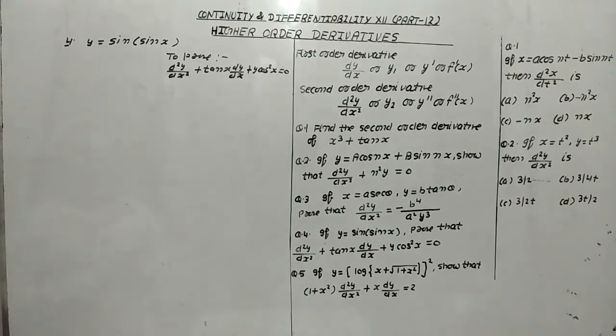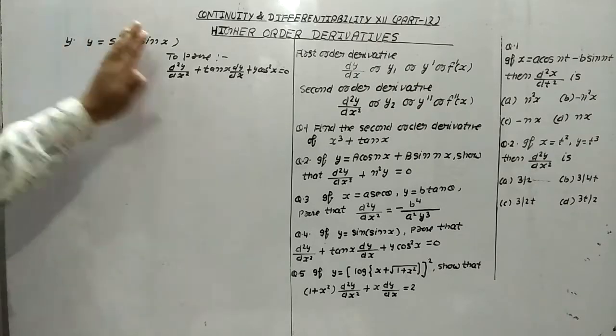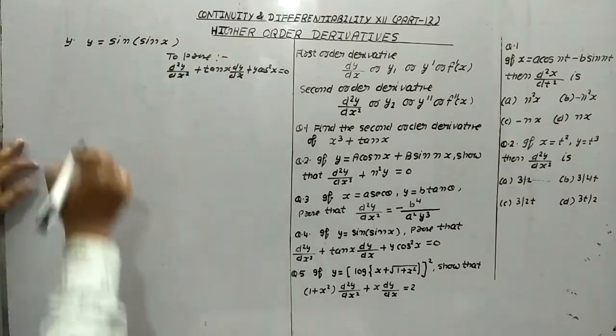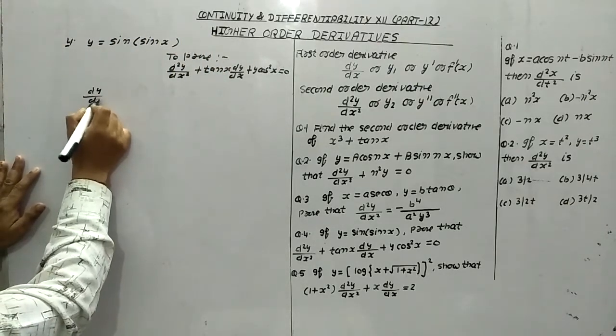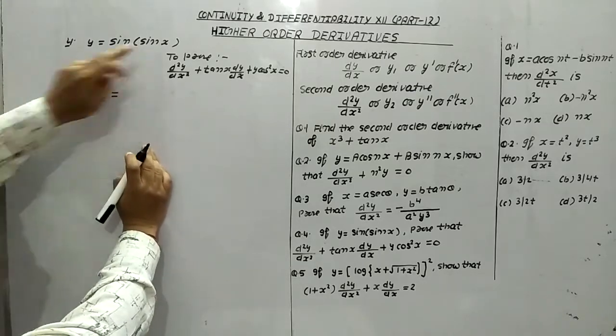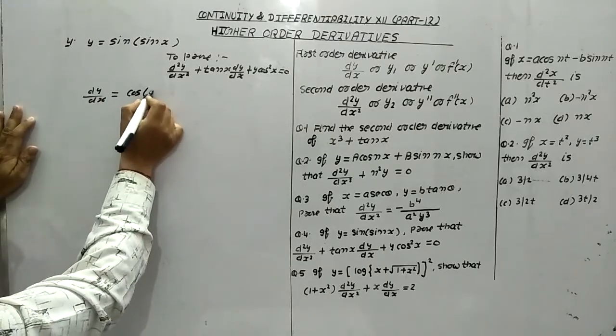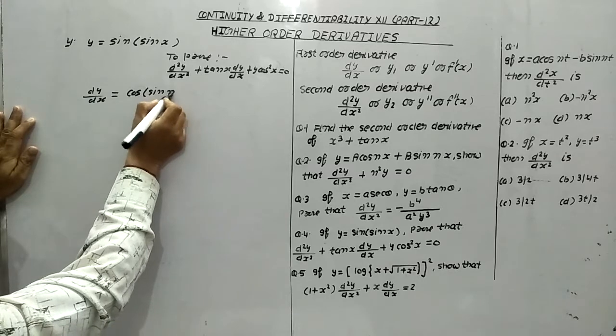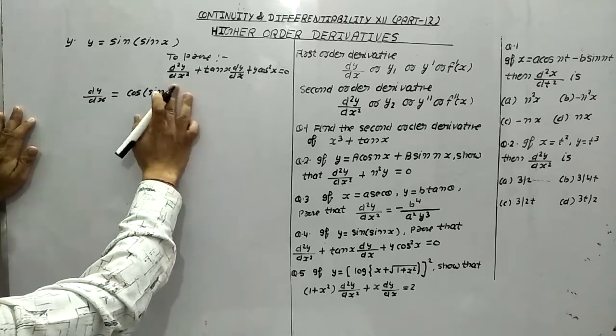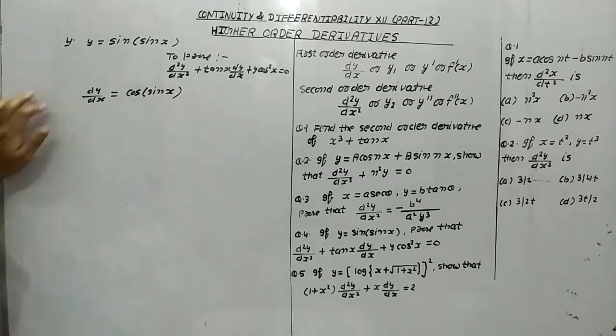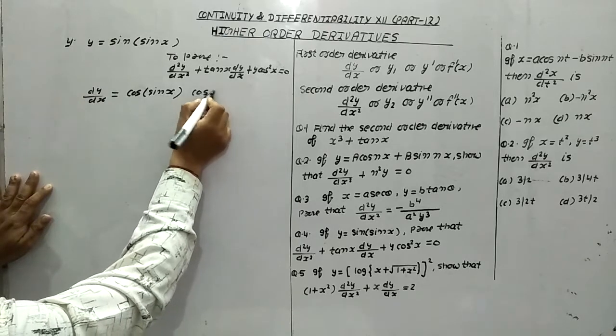Now in question number 4, it is given y is equal to sin(sin x), and we have to prove this part. So let's start with dy by dx. Now look at this thing: sin t means cos t. It means cos(sin x) and cos(sin x), and the differentiation of sin x is cos x.